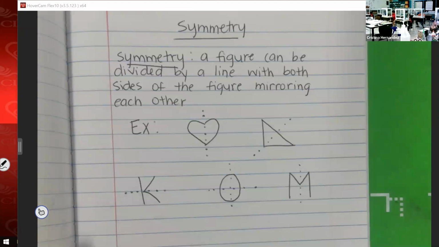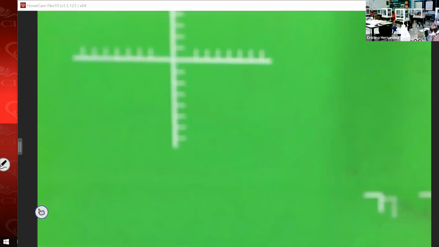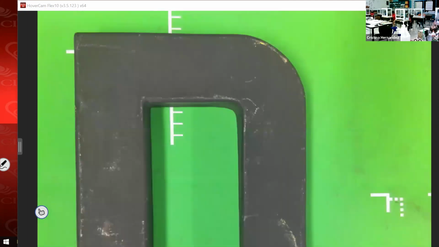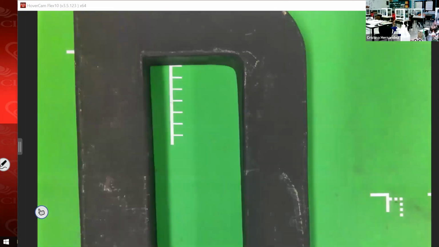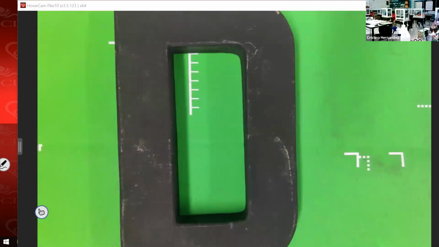All right, y'all at home, I'm gonna put something up here, and I want y'all to tell me if it has a line of symmetry. Let me zoom out. Hold on, let me zoom out. Otherwise, you're not gonna be able to see it. Is that a D or an A? It's a D. Does it have a line of symmetry?